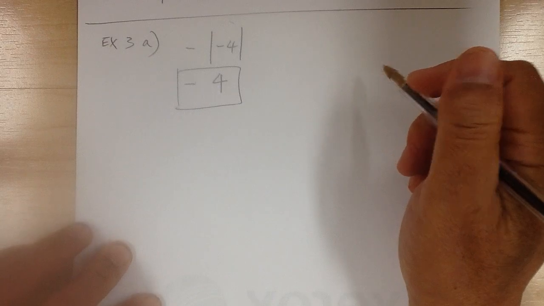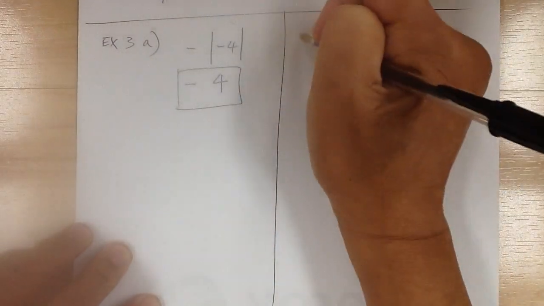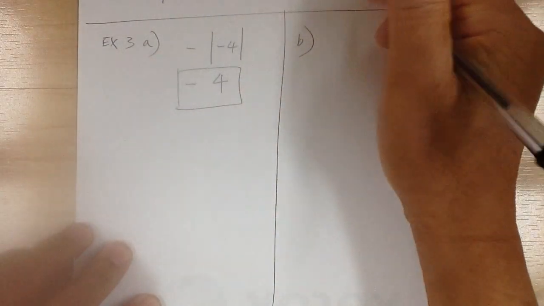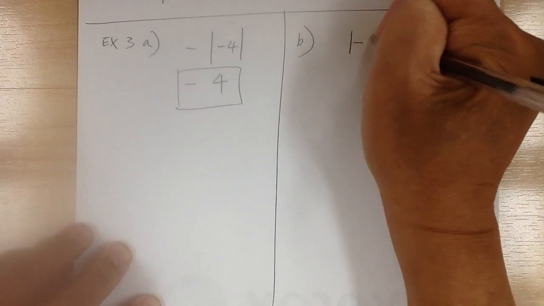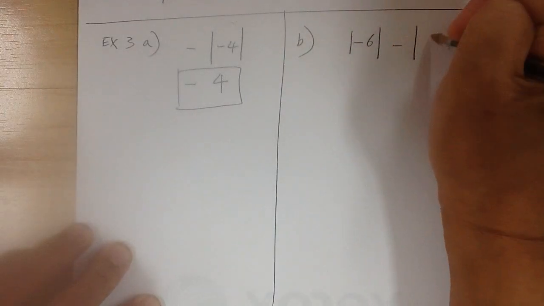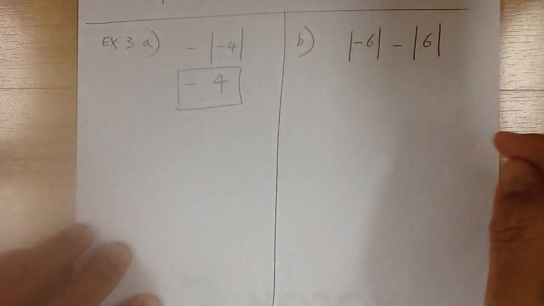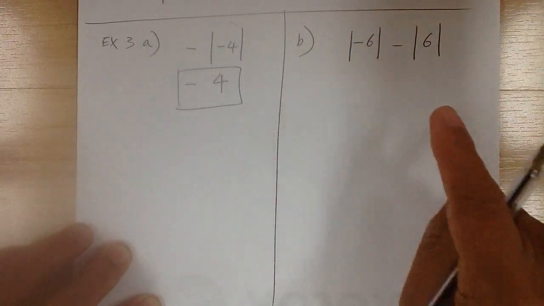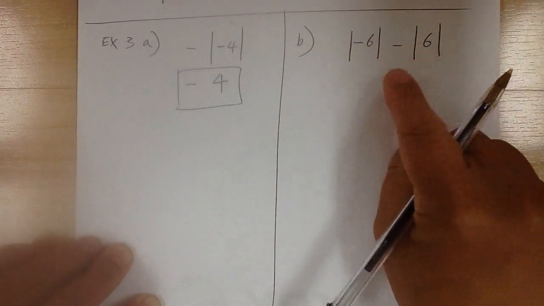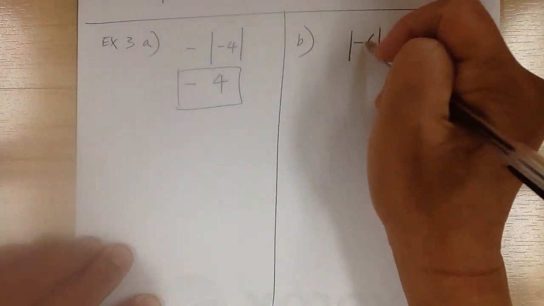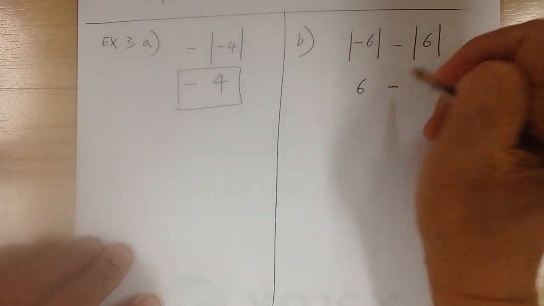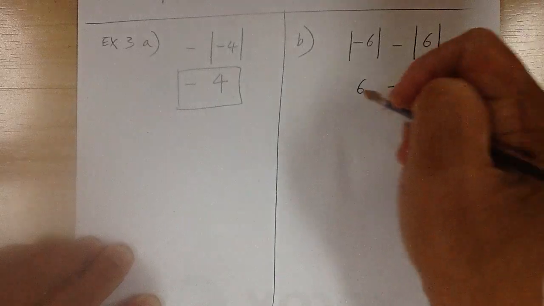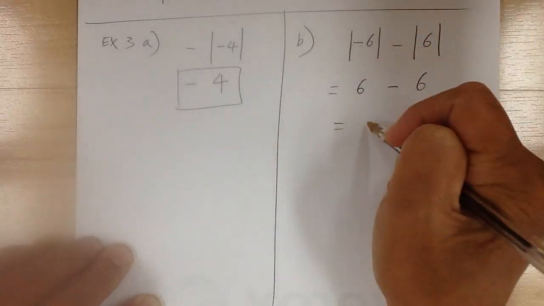Okay. Now if you go to B, you have absolute value of negative 6 minus absolute value of 6. Again, you have to do the absolute value first before you do the subtraction. So absolute value of negative 6 is equal to 6. Absolute value of 6 is 6. Therefore, this will equal 0.